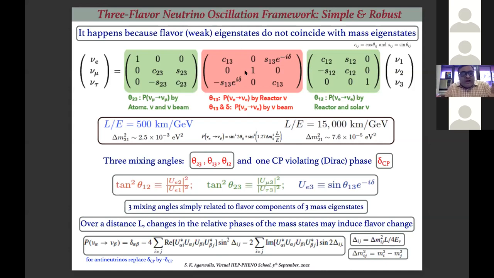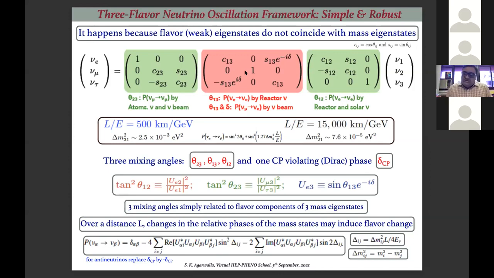When I say theta 12, okay, when you write down the matrix elements of this 3 cross 3 matrix, you have Ue1, Ue2, Ue3. What is Ue2? Ue2 tells you how much nu e is there in the nu 2 mass eigenstate. And what is Ue1? It tells you how much nu e is there in the nu 1 mass eigenstate.